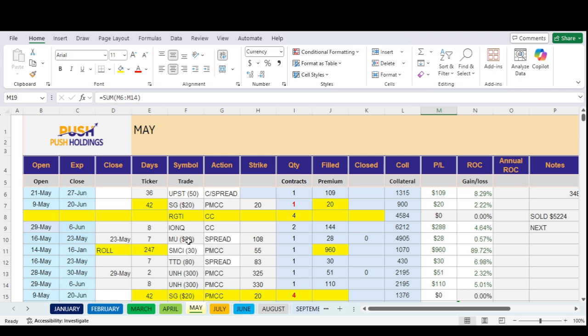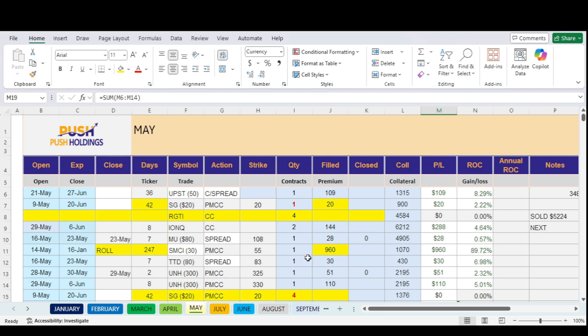Next, we have MU, or Micron. And this one, I did a calendar spread as well. The calendar spread is when you buy a long call and then use that long call to sell covered calls against it. The calendar spread is a bit different from the LEAPS option or the PMCC, where you have an even longer expiration date. As you can see, I got some money of $28 here, and my return on this was 0.57%.